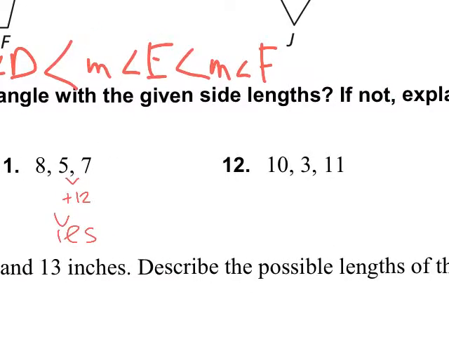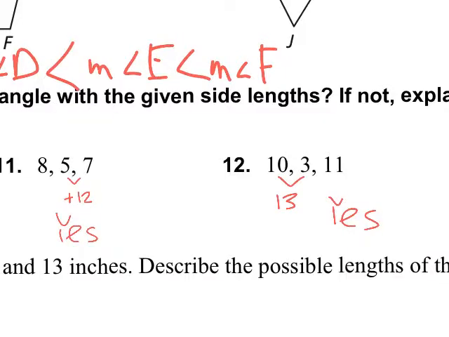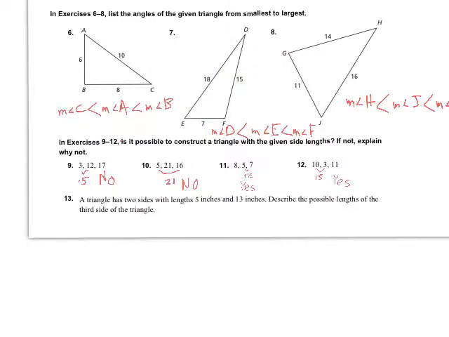And then lastly on 12, the two smallest, 10 and 3, make 13, which is bigger than 11, so that is a yes as well. Okay. Then one just written out in words. A triangle has two sides, lengths 5 and 13 inches. Describe the possible lengths of the third side.